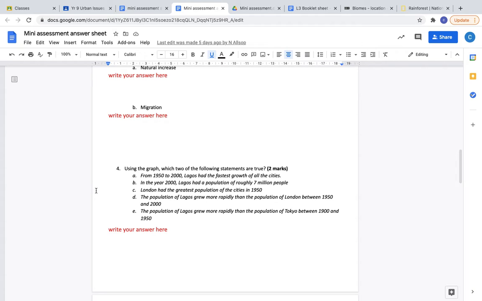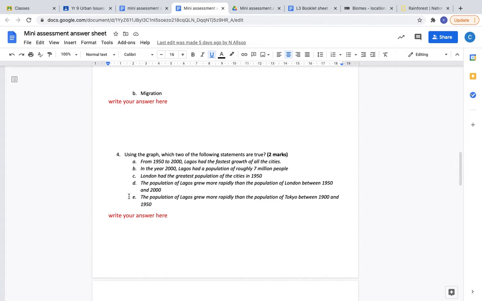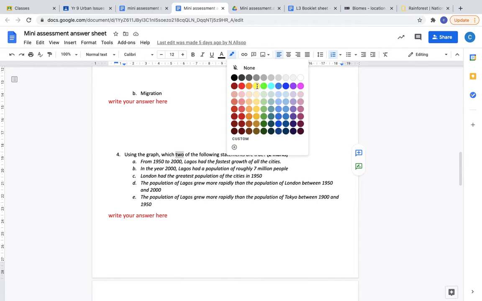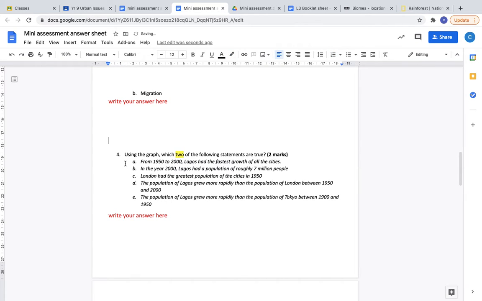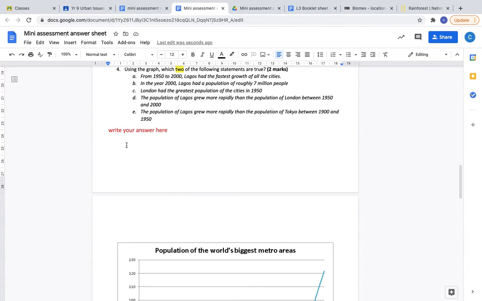So then moving on to question 4, we have 5 different statements here, and you need to, using the graph, decide which 2 of the following statements are true. So make sure in that you know, or you can highlight if that helps you. You need to make sure that you say that 2 of these are true, not 1, 2. And you can just write, so for example if it's A and C, you'd write A and C here.